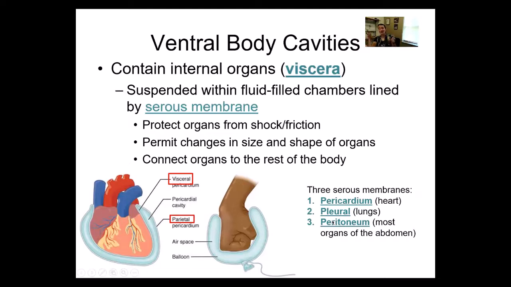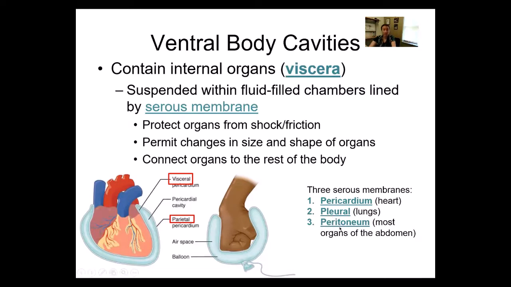Each lung has its own serous membrane. Each of these membranes is called a pleural membrane. And I always remember this because there are two of these membranes. Like if you make something plural, you are making it multiple. So there are multiple lungs, multiple pleural membranes. And finally, peritoneum. This surrounds most of the organs of the abdomen.